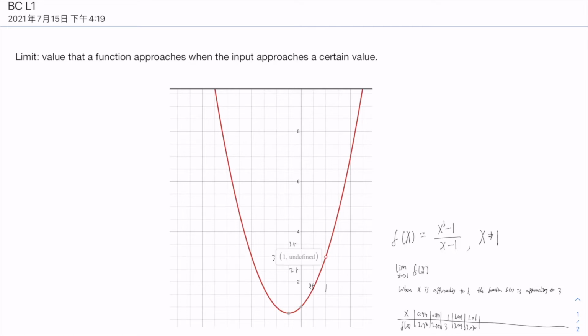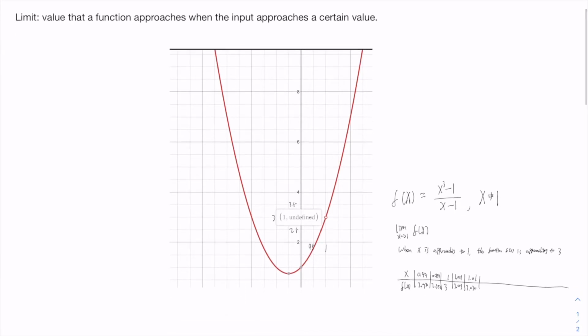Hi everyone. So today I'm going to give the first lesson on limit, and this is one of the three lessons I'll talk about for limit. Limit is a fundamental unit in calculus, and I should begin with giving you a definition of limit. Limit basically refers to the value that a function approaches when the input approaches a certain value. And the easiest way to teach you is to give you a function here.